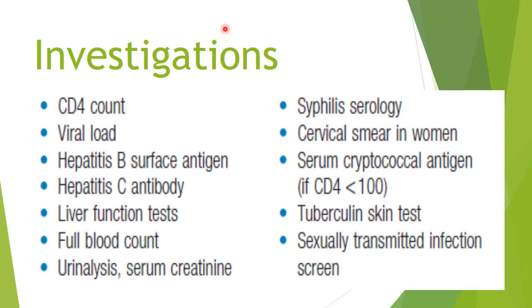So once we are sure that the person has HIV, we have to do other tests like CD4 count to see how far the disease has progressed, the viral load to find out the efficacy of the ART and to see how bad the case is, the HBsAg and the hepatitis C antibody, liver function test to detect other STIs, full blood count, urine analysis and serum creatinine, syphilis serology, cervical smear in women, serum cryptococcal antigen, this is to detect the human papilloma virus and to detect cervical CA if it is present, tuberculin skin test because tuberculosis can occur, and STI screen, so we need to test for other STIs too.